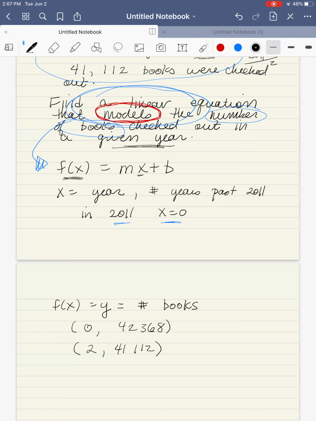So I'd like you to try to look back at what we did in the first example, find your slope, plug into your point slope formula, and find the equation of this line in function form. So pause the video and then come back.